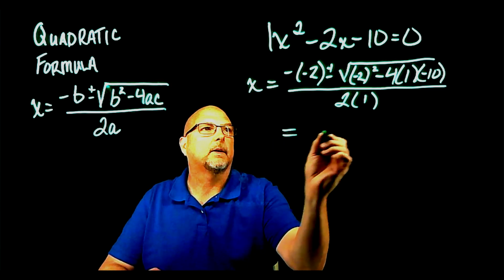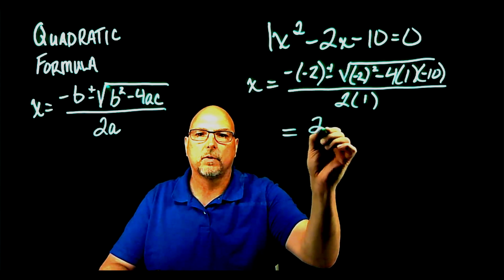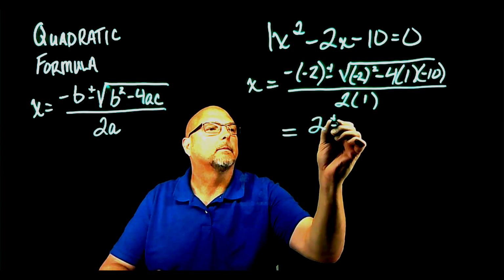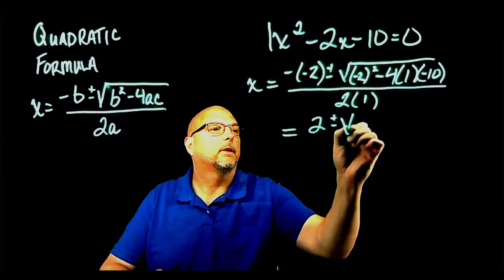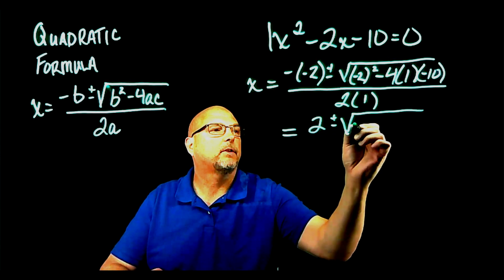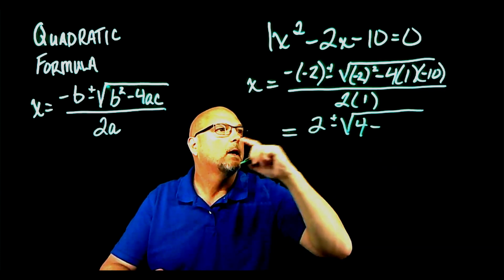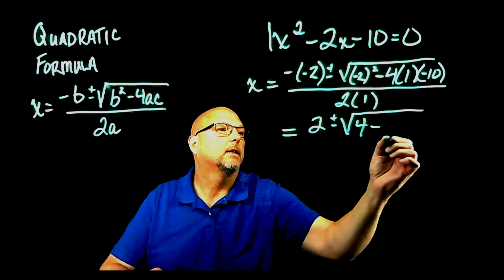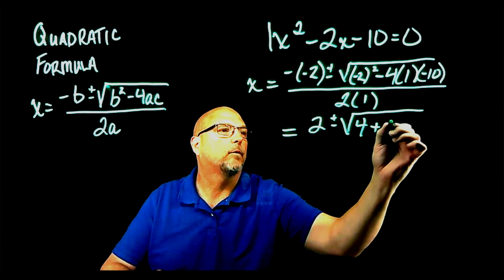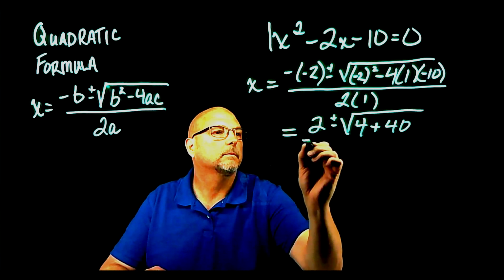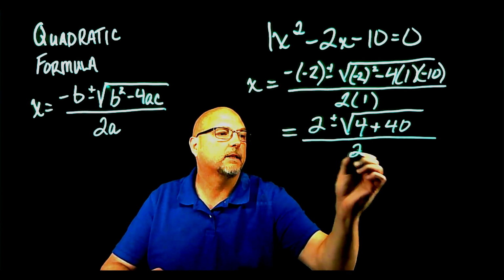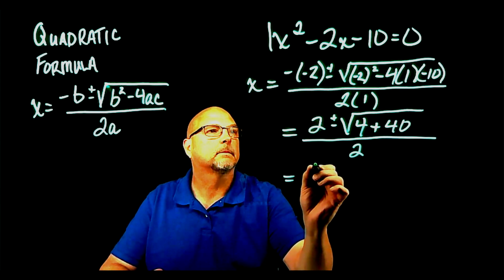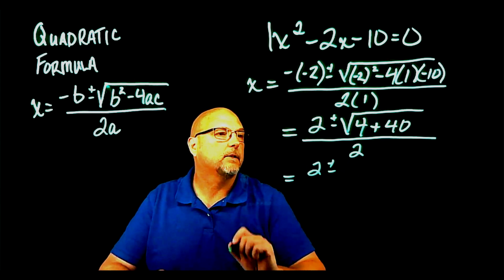So we would say, all right, the opposite of negative 2 is 2 plus or minus the square root of, let's see, negative 2 times negative 2 is 4. Negative 4 times 1 times negative 10 gives us a positive 40. And that's all over 2. So after this, we just continue to simplify.